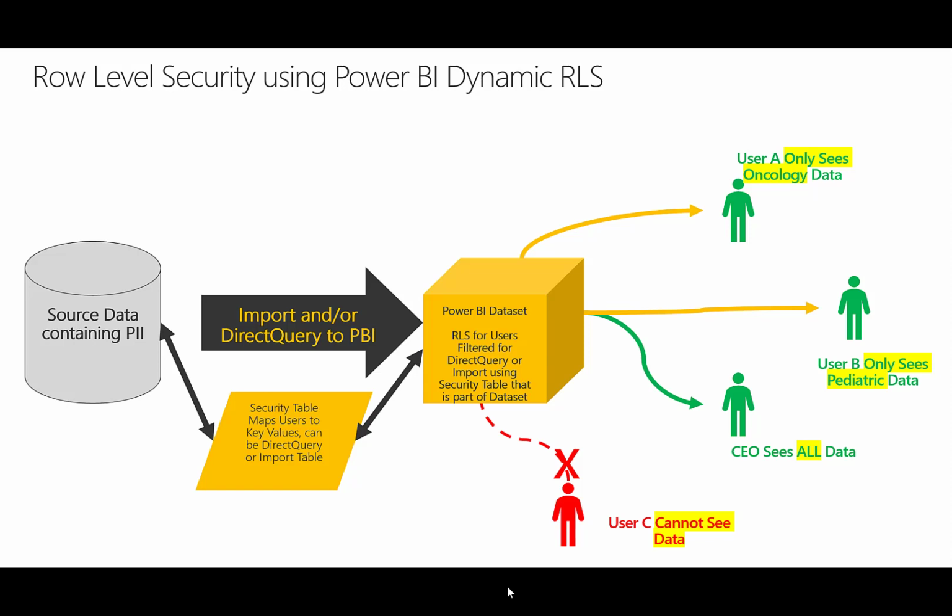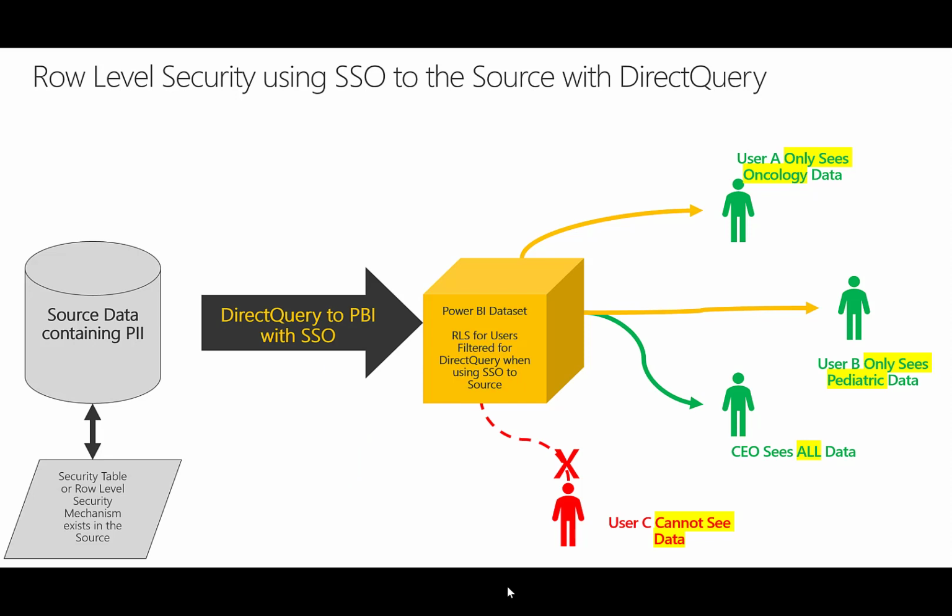The next option is using dynamic row-level security. And with this option, the table will actually do the filtering. It's that table which maps individual users to categories or rows of data, and based on their user identity, it will filter the content that they're able to see. Effectively the same outcome, but you have the ability to implement much more complex rules into who sees what. And then thirdly, you could even reuse that same security table if you're also doing single sign-on and direct query to some of your sources.